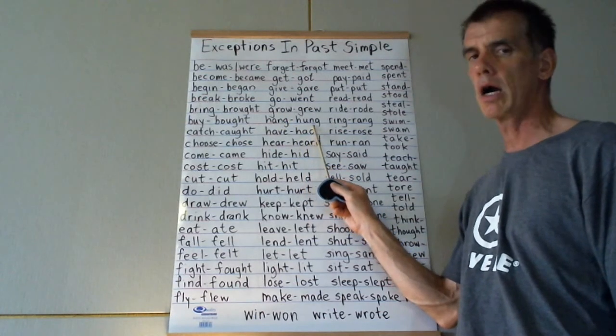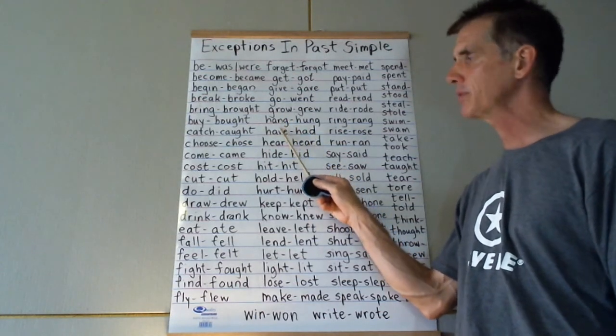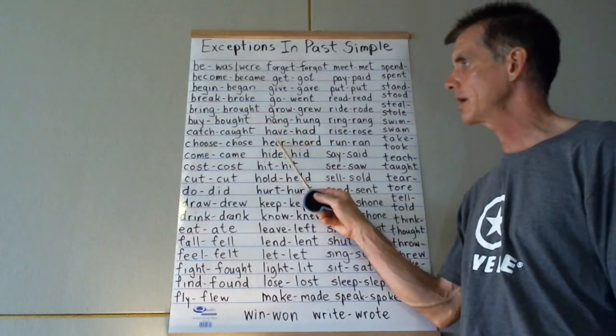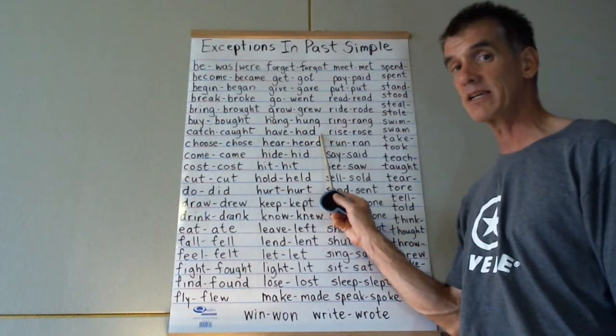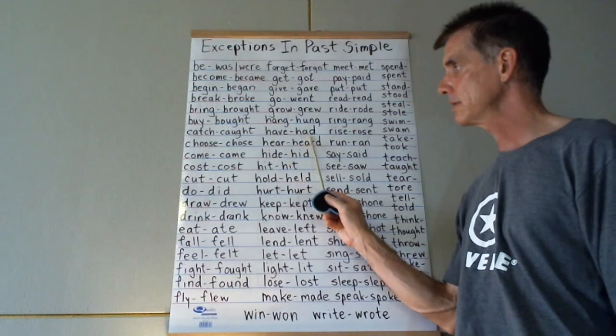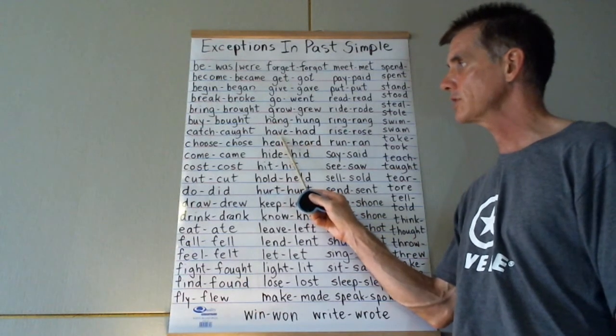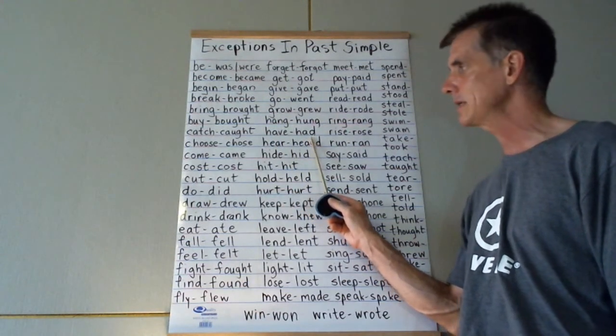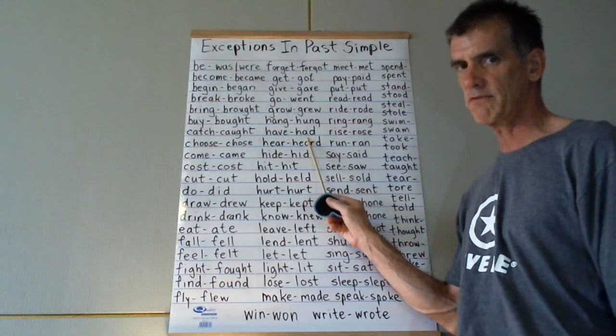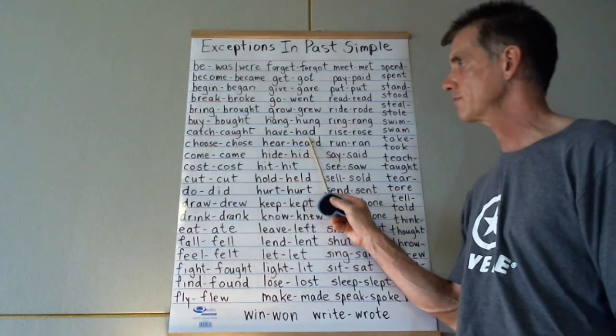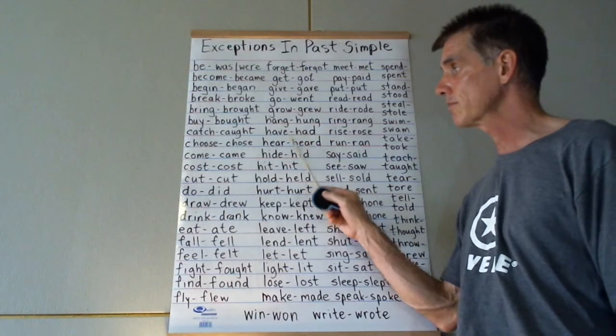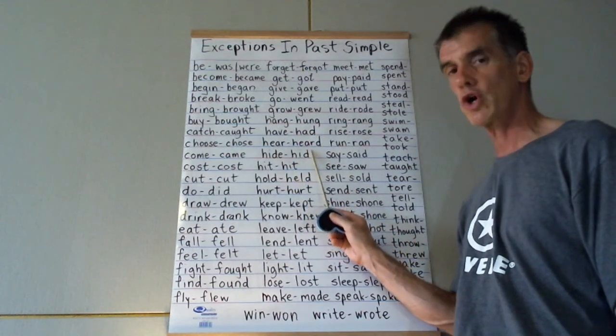Hang becomes hung. I hang a picture today. I hung a picture yesterday. Have becomes had. So that's a pretty significant change from H-A-V-E to H-A-D, okay? It's very vexing for people learning English, especially if it's not your first language. All these irregular verbs. Hear becomes heard.